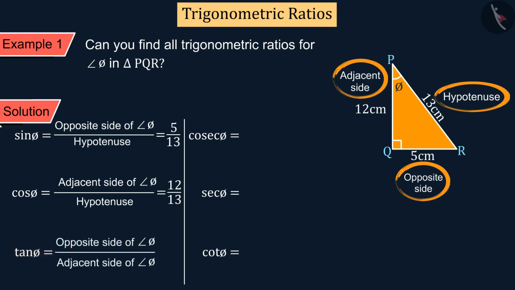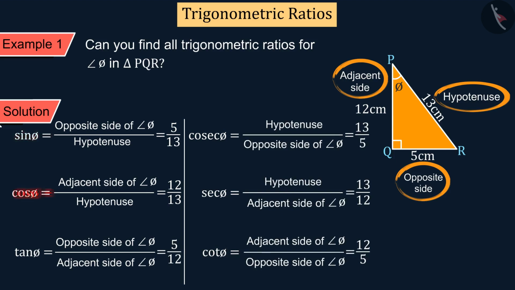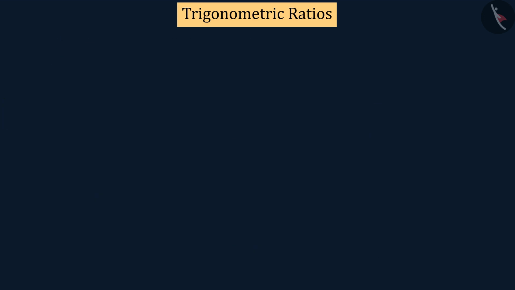Tan phi will be equal to the ratio of opposite side to the adjacent side. Also, we learned that cosec, sec and cot are the reciprocals of sine, cos and tan. In this way, we write all the trigonometric ratios for the angle phi in the triangle PQR.